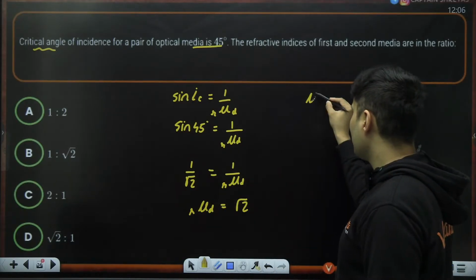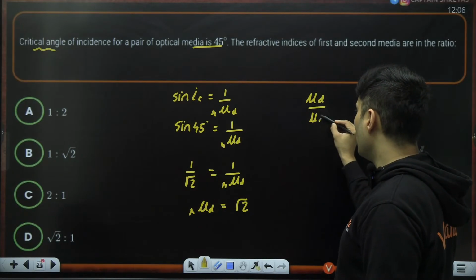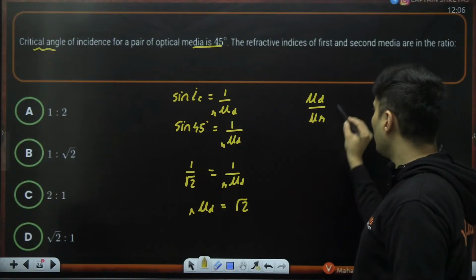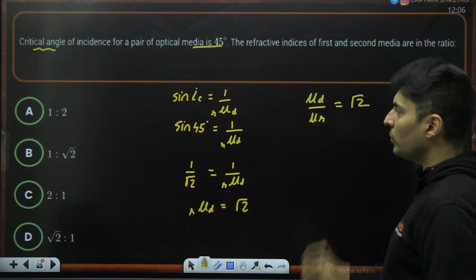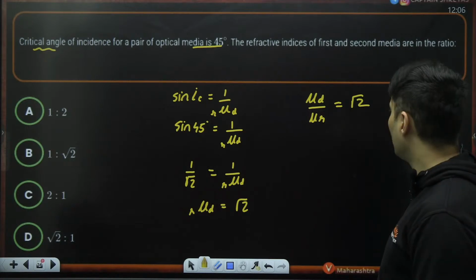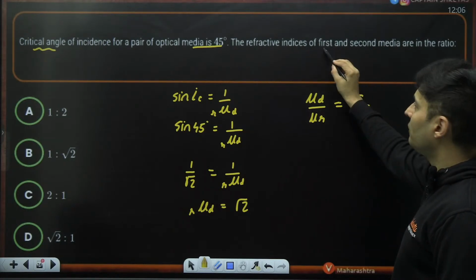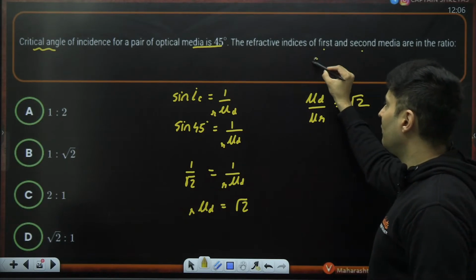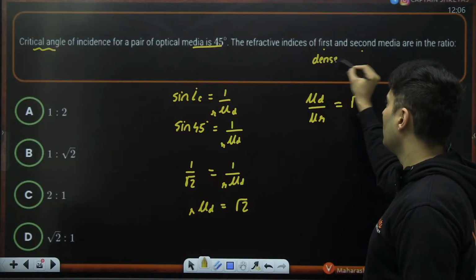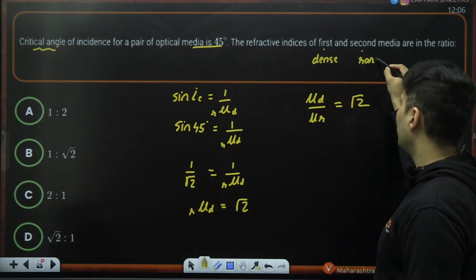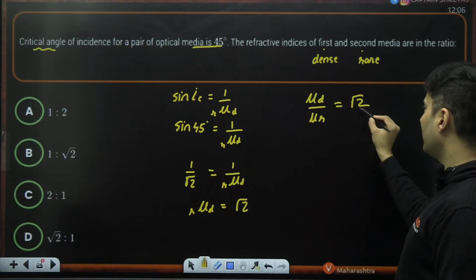But what is this? This is nothing but mu d by mu r. That is, mu 2 by mu 1. So that is basically root 2. So the refractive index of the first and the second. What is the first? It is obviously the dense medium. What is the second? It is obviously the rare medium. So the first by second is root 2.